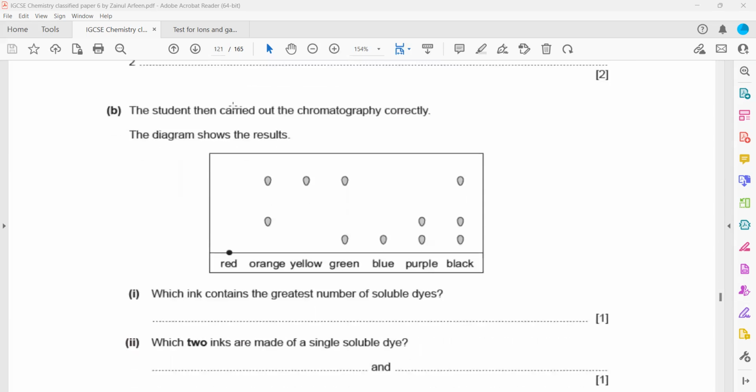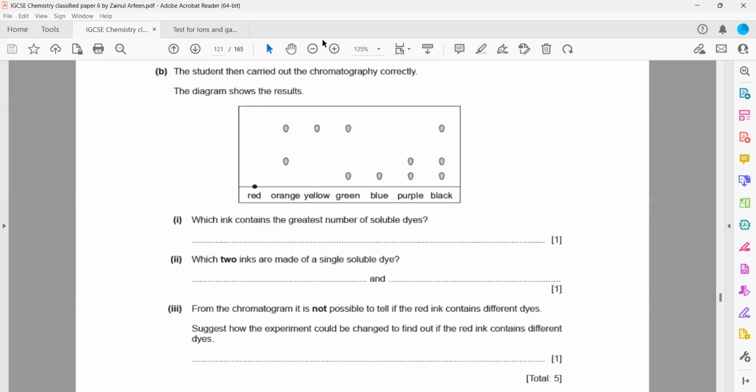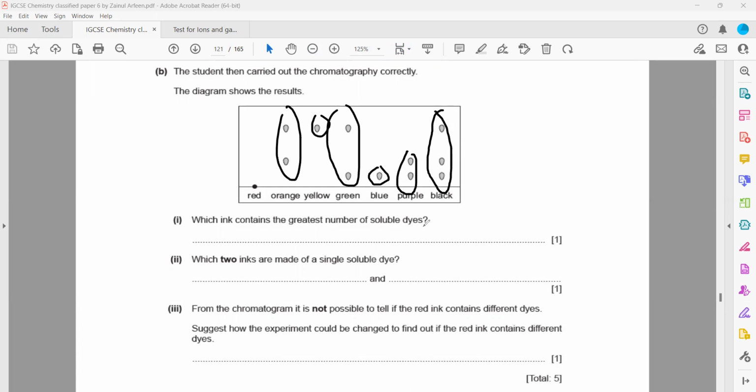The student then carried out the chromatography correctly, and the diagram shows the result of the experiment. Which ink contained the greatest number of soluble dyes? Black ink. How do you identify black? As you can see, black has 3 spots. Purple, 2 spots. Blue, 1 spot. Green, 2 spots. So black has the maximum number. That's why we say black.